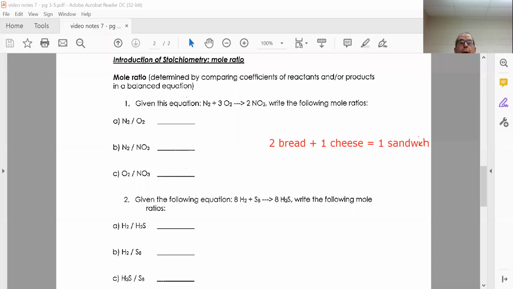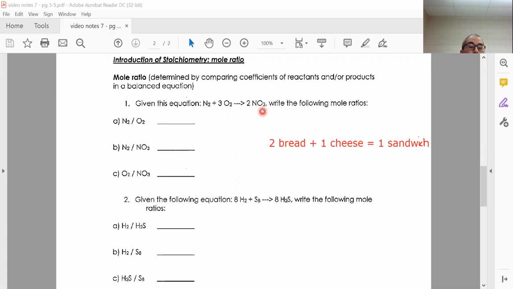We are going to look at mole ratios, which would be pages 3 through 5 of homework packet 7. Here's our first equation. It's N2 plus 3O2 forms 2NO3. Let's make sure this is balanced. If there's no number in front, we assume it's a 1, so there's 2 nitrogens, 3 times 2 is 6 oxygens, 2 times 3 is 6 oxygen.